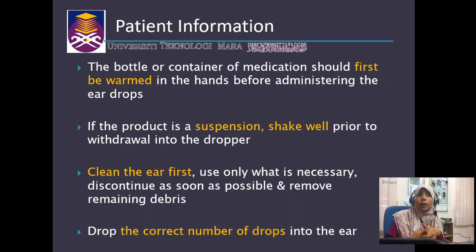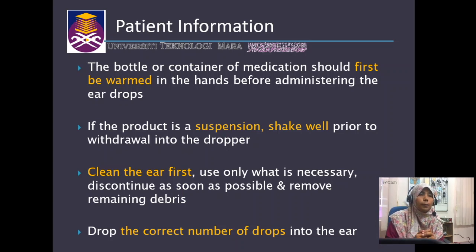Okay, the bottle or container of medication should first be warmed. If you go back to the 10 steps, there are instructions that you need to warm your otic preparation first. For example, if you are using chloramphenicol ear drops, usually you need to keep it in the fridge, so you should warm it on your palm. Roll the drop in your palm for a few minutes. After it becomes the same temperature as your body, only then can you administer it.